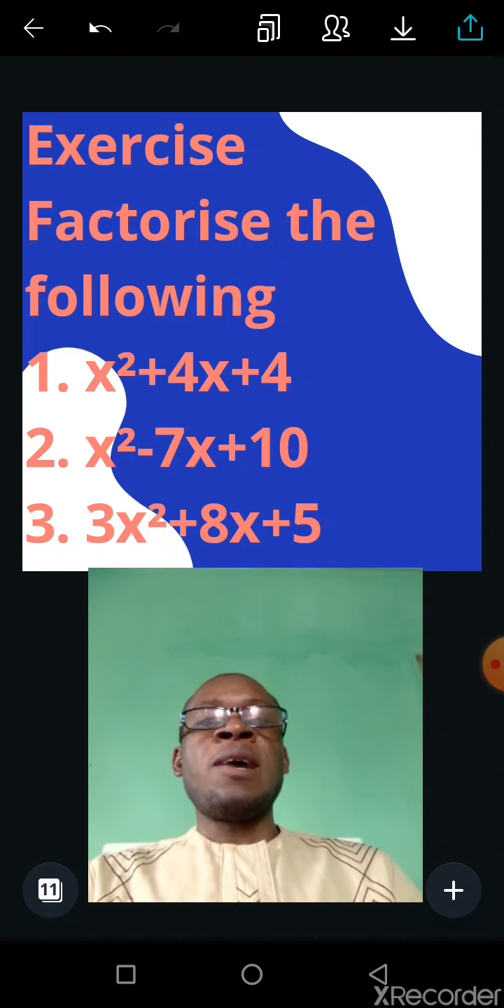So what you have here is the exercise to try your ability on what you have learned so far. So ask questions where you are confused. Then after that, I'll give you feedback.